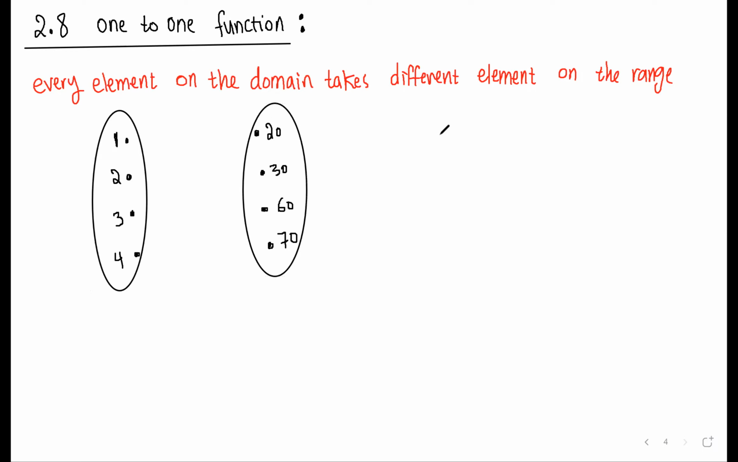And the other one is 1, 2, 3, 4. And here 10, 20, 30.